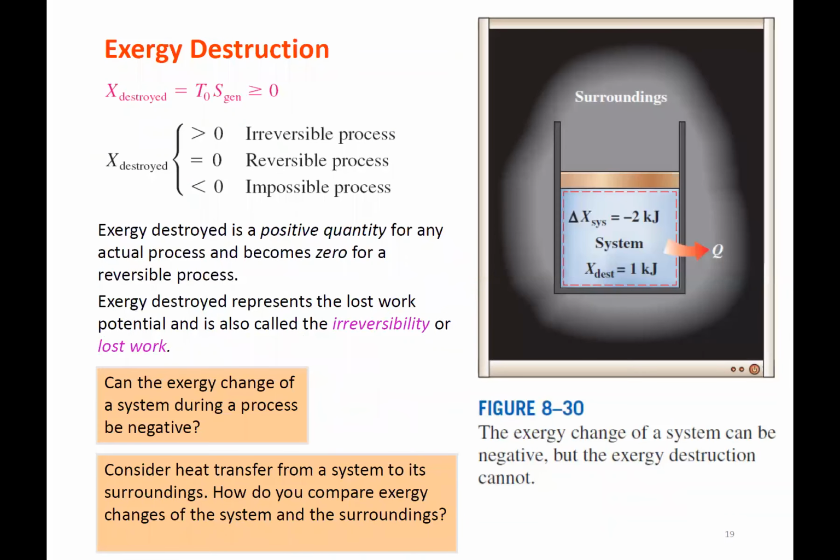We've also defined what X destroyed is then. We got rid of that minus sign in this definition. So T naught times Sgen is our exergy destroyed. So just by putting the dead state temperature on and multiplying it times the entropy generated, we've created the wasted work potential, the lost work, or the irreversibility. So we've taken that Sgen term, which we just kind of had a value from chapter 7, and put a meaning to it in terms of work or irreversibility, right? So now that quantity makes a lot more sense than that kilowatt per Kelvin or kilojoules per kilogram Kelvin.